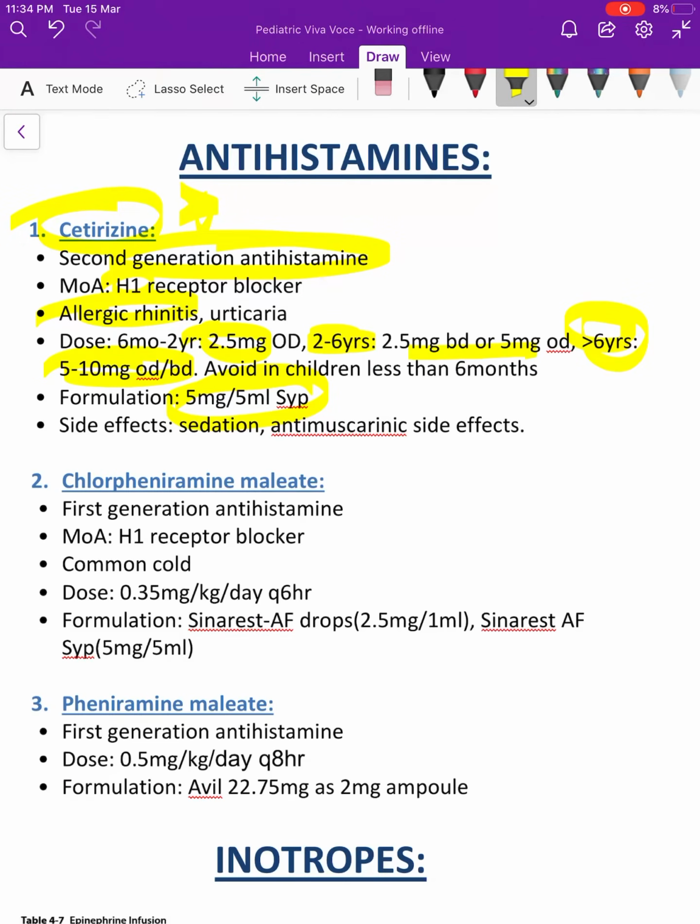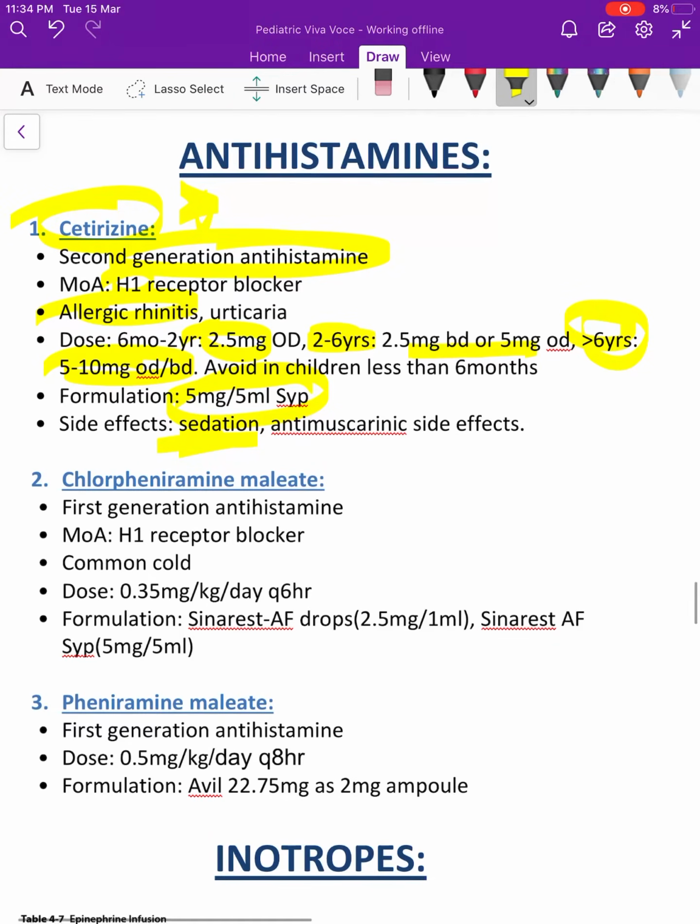Again, side effects of almost all the antihistamines will be sedation, though it has lesser sedative effect as compared to first generation, and antimuscarinic effect as well.